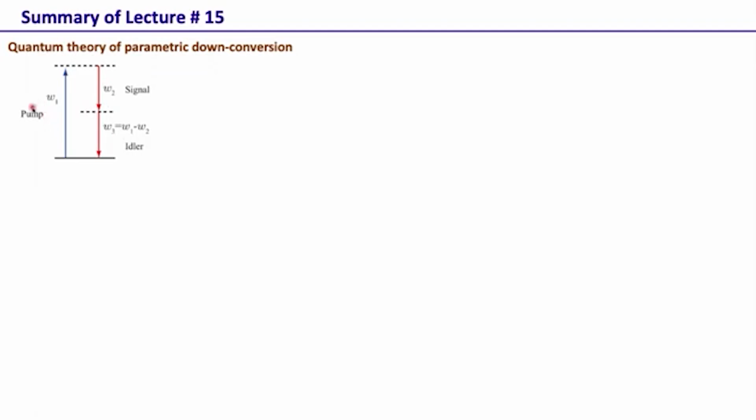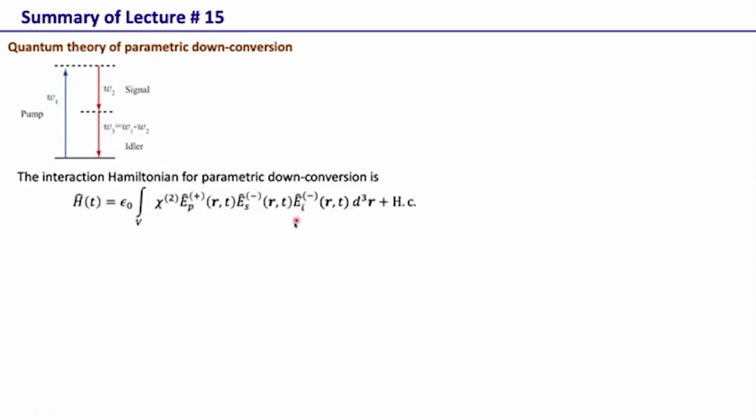The photon that is absorbed is called the pump photon, and the emitted photons are called the signal and the idler photons. We saw that this is a rather inefficient process and is stimulated by the vacuum modes that are there. We derived the interaction Hamiltonian for this process, which is epsilon naught chi 2 EP plus ES minus and EI minus integrated over the whole space, and the whole space is the space of the nonlinear medium.